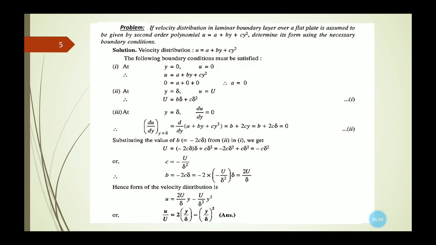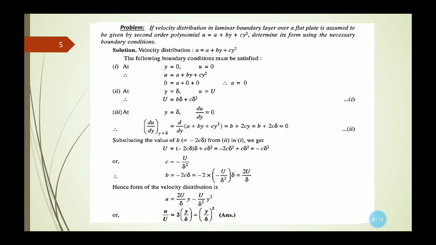So let us discuss the next numerical. What is given here: if the velocity distribution in laminar boundary layer over a flat plate is assumed to be given by a second order polynomial, small u equals a plus by plus cy square, then determine its form using the necessary boundary conditions.